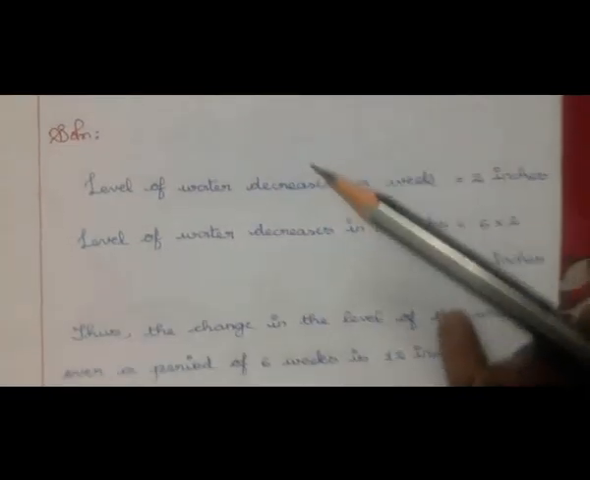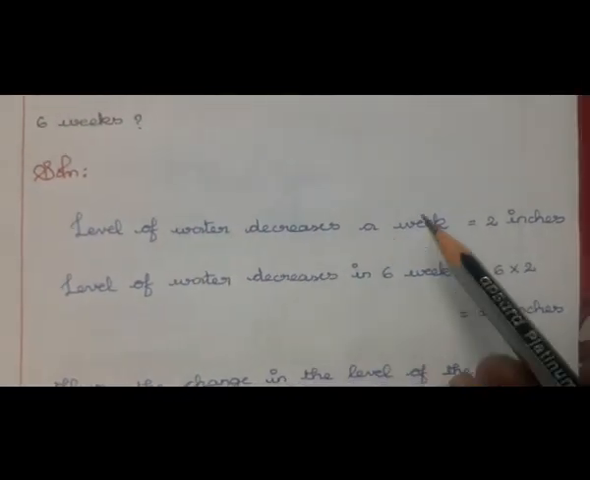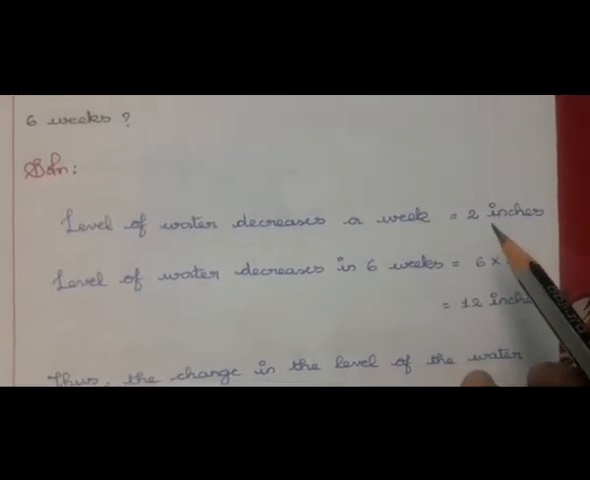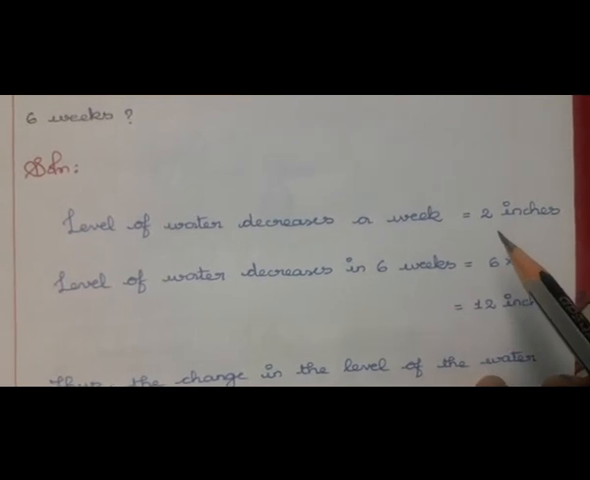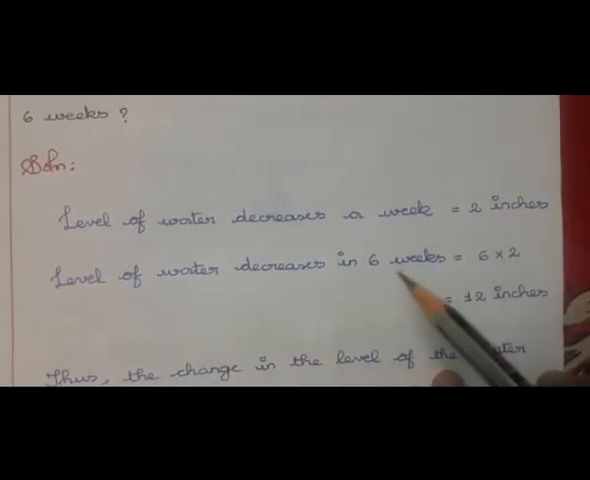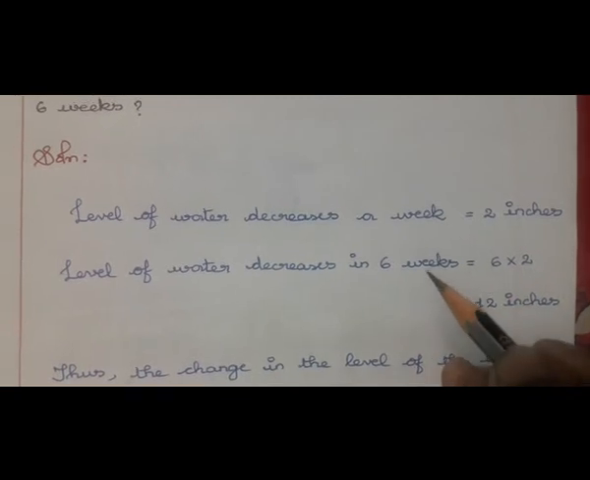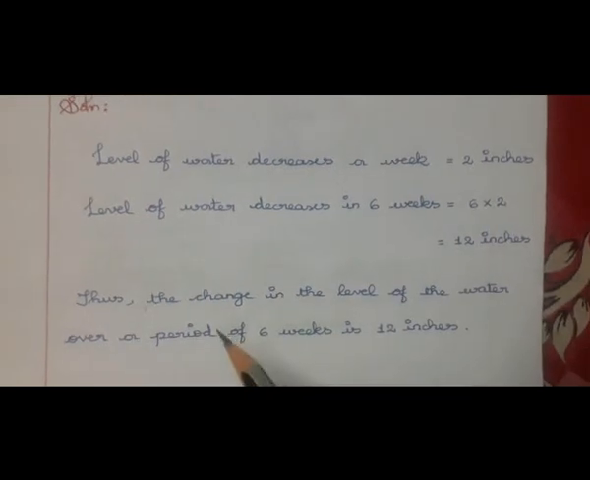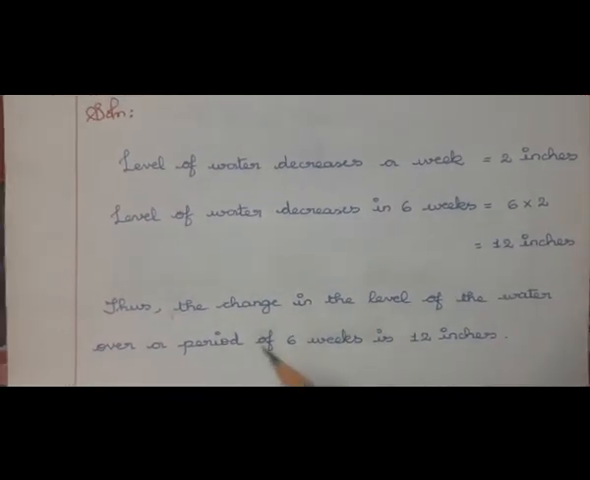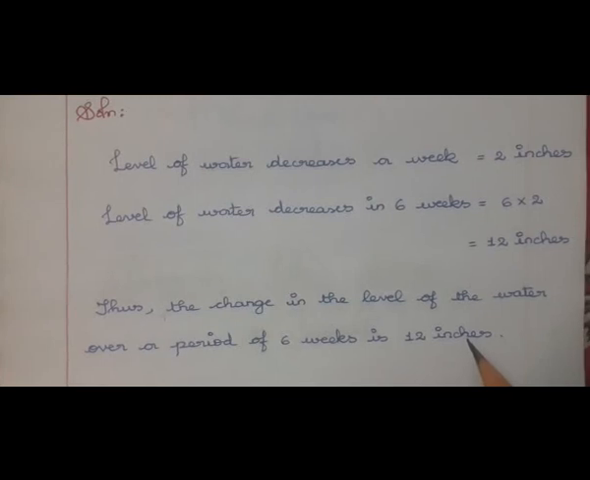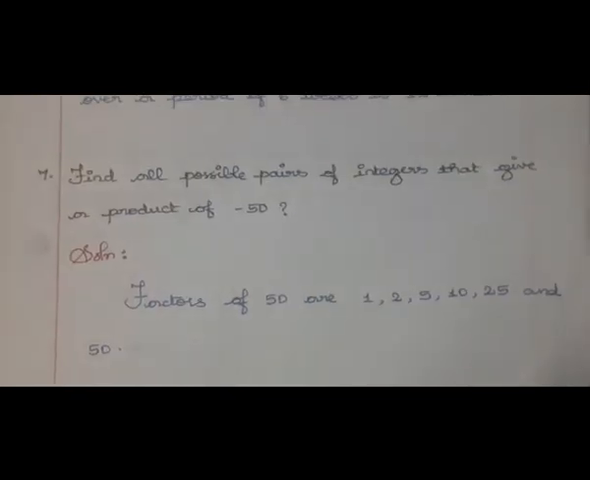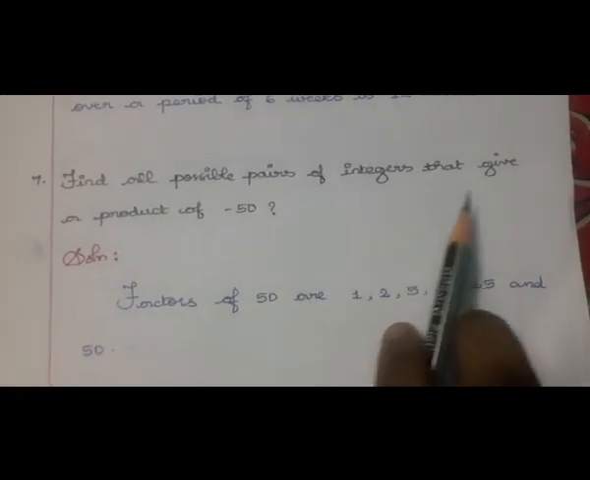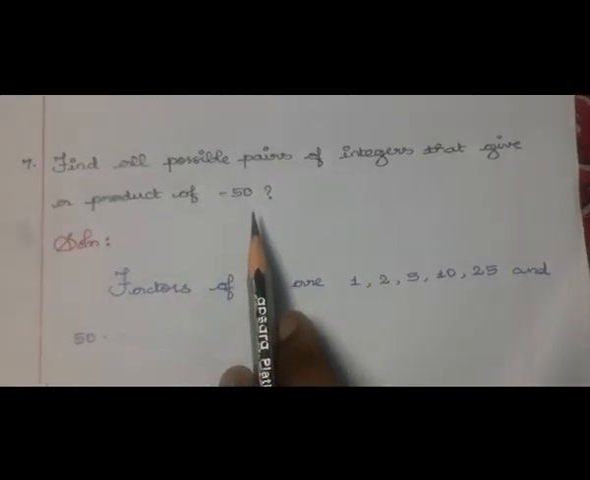Find the solution. Level of water decrease in a week is equal to 2 inches. Okay, for a week 2 inches of water gets decreased. Level of water decrease in 6 weeks is equal to 6 into 2. 6 into 2 is nothing but 12 inches. Thus, the change in the level of the water over a period of 6 weeks is 12 inches. Clear? Seventh question.